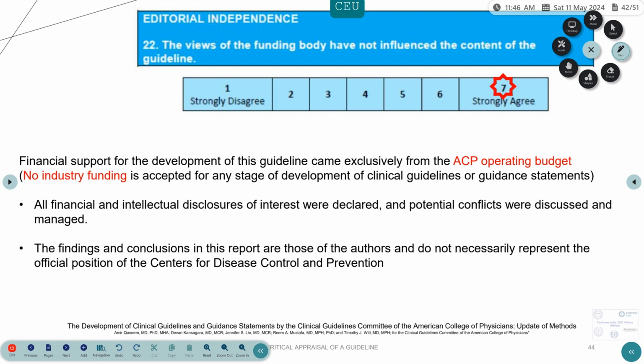So it's more likely to be based on the registration fees and everything else which they get through the association itself, which was used for forming the guideline. And all financial and intellectual disclosures of interest were declared. There are no potential conflicts, which were also discussed and managed. They've also mentioned that CDC did not necessarily represent; we feel that probably one of the people who were part of the guideline review committee was part of CDC, but that was not mentioned, so we could not identify whether it was actually true. This was a line which we had a dilemma about.